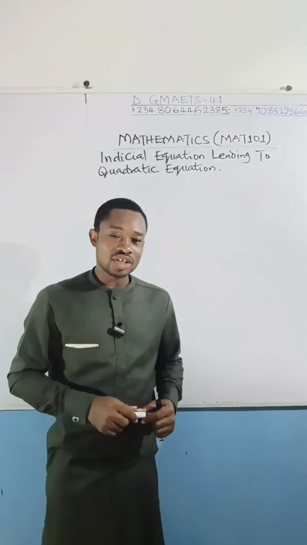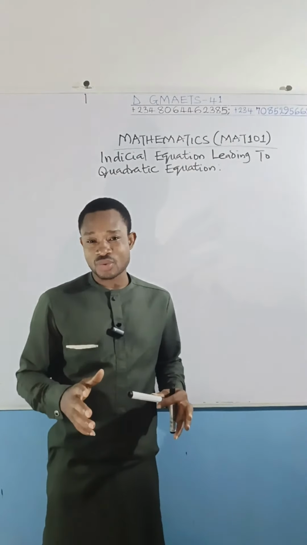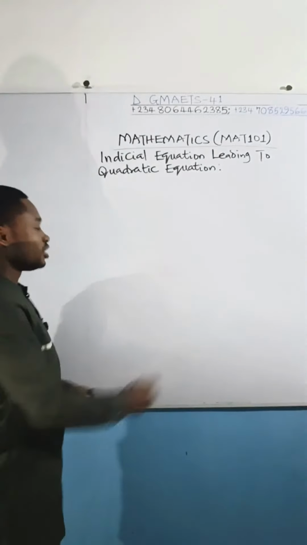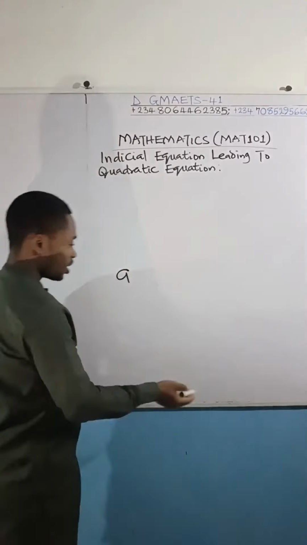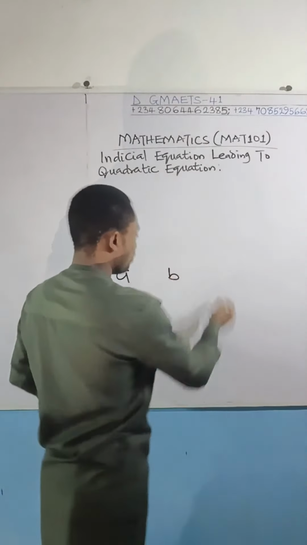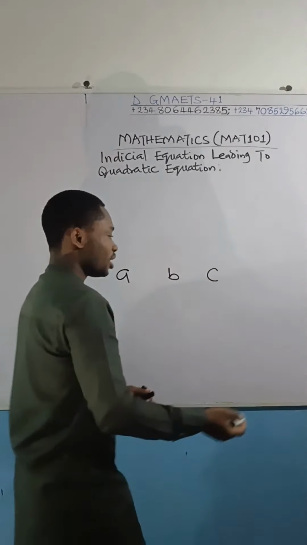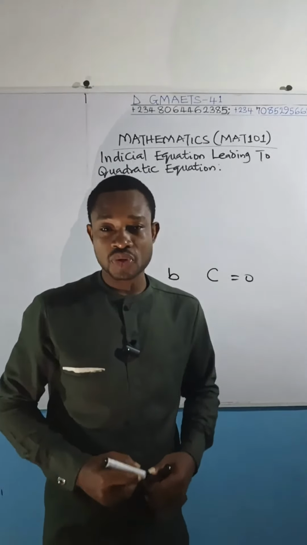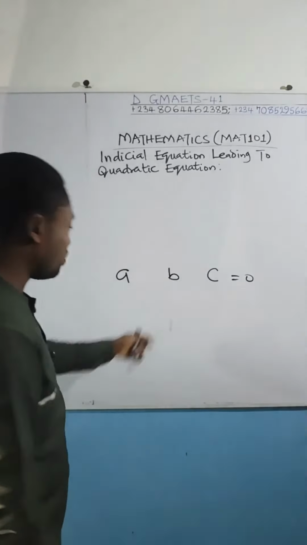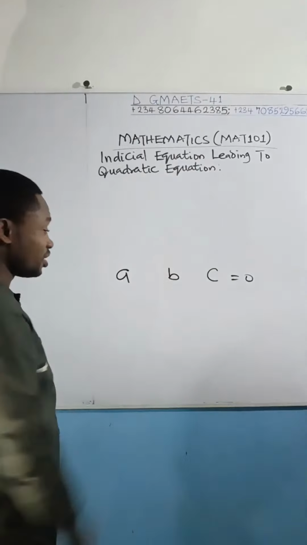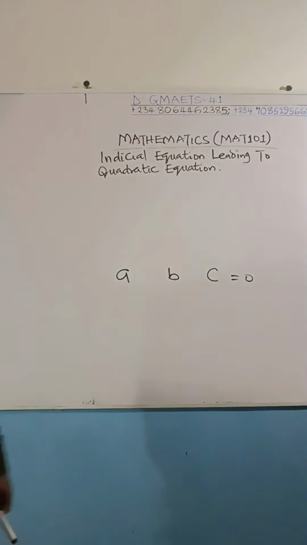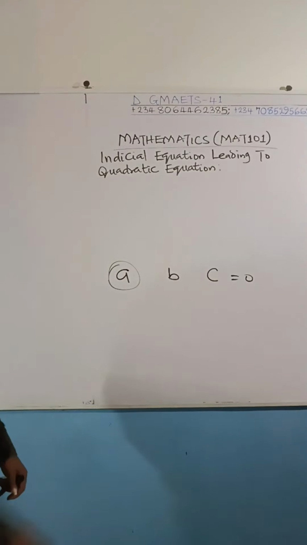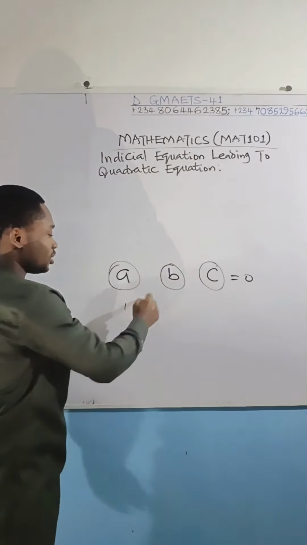Now, whenever you're given an indicial equation that will lead to a quadratic equation, especially a quadratic equation that contains three terms, the indicial equation will have three parts. Let's say A, B, C, and then likely equal to 0. It's going to have three terms. That does not mean that in the question you'll be seeing A, B, C. No, that's not the meaning. This is one of the terms, and then this is another term, this is another term. So you have 1, 2, and 3.